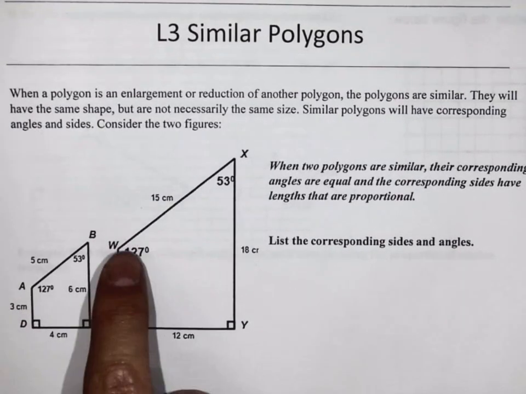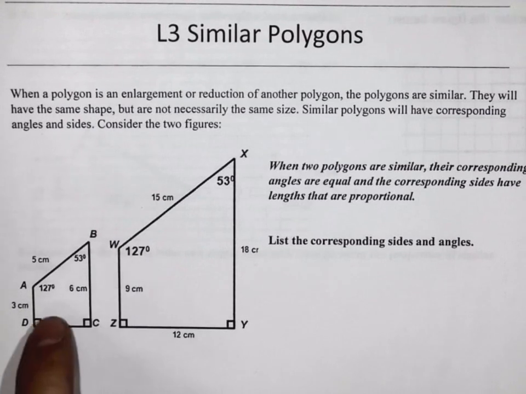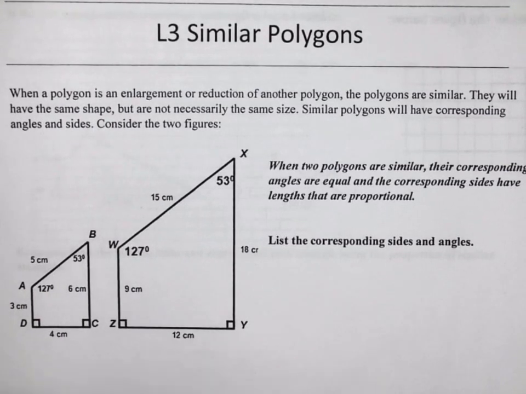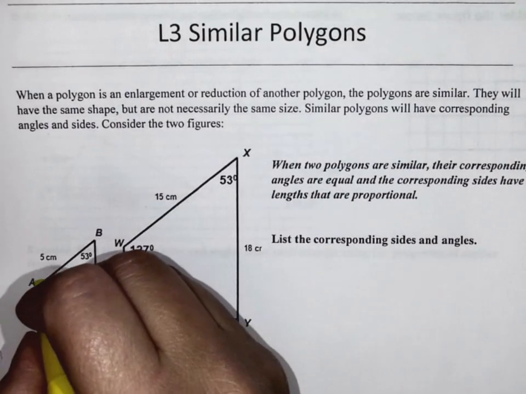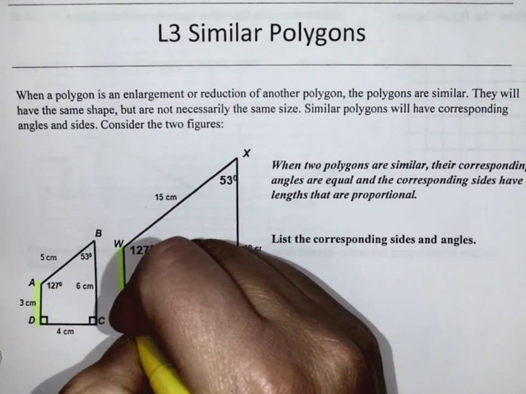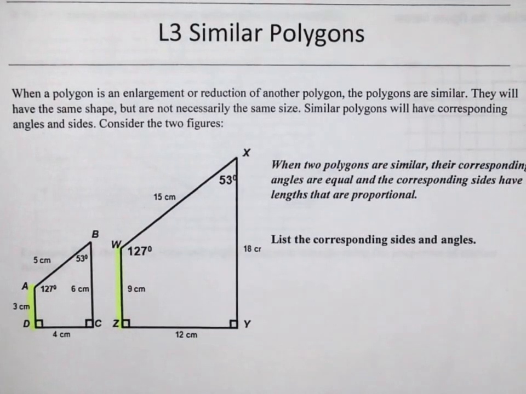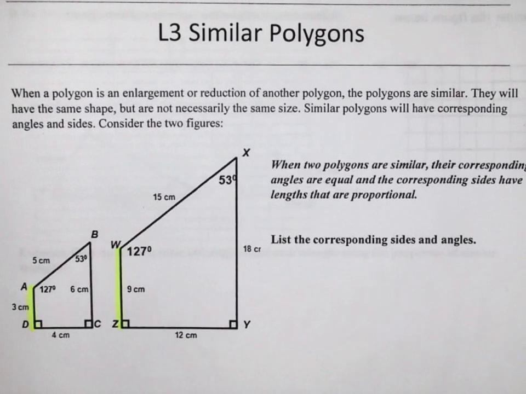So A to D matches WZ. You guys would agree with that, right? Like this side, A to D. So when I say corresponding sides, I'm talking about those two things. Like the smaller one matches the same side on the bigger one. So corresponding sides have lengths that are proportional. So it means that they increase by all the same amount.